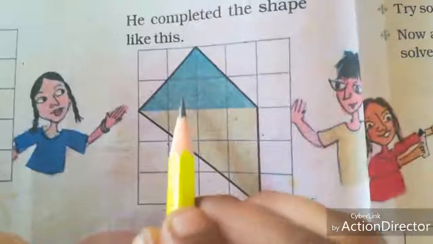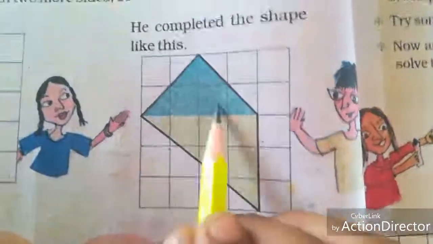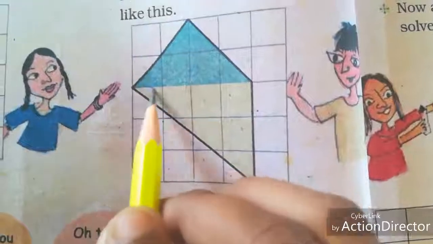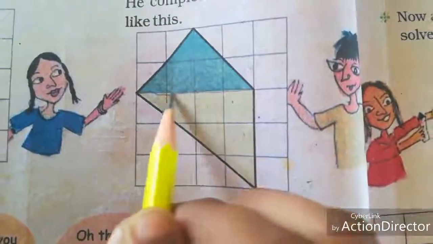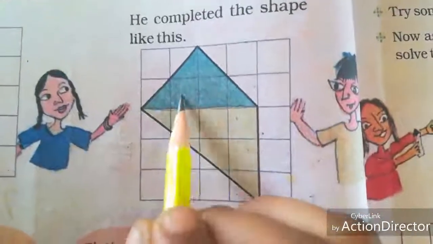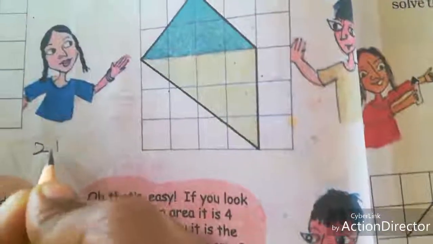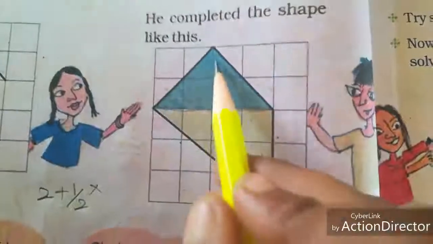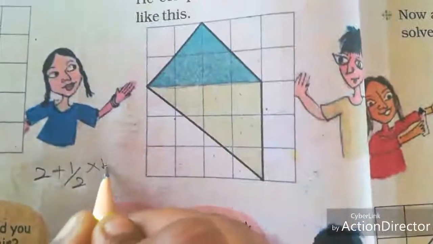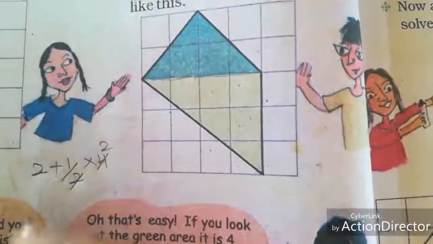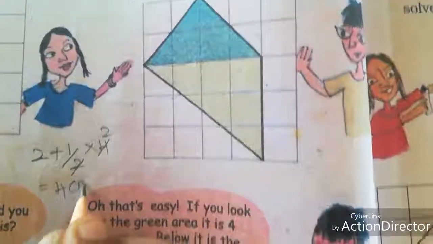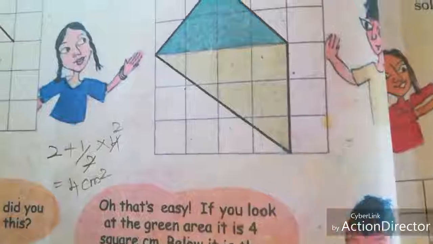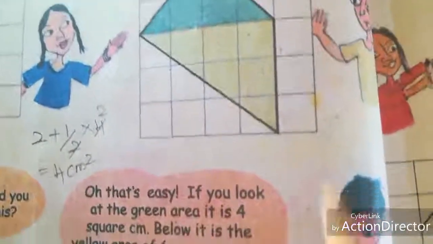Let's see. How many full squares? 1, 2. First, you consider the triangle. 2 full squares. Next, number of half squares. 1, 2, 3, 4. 4 half squares. So totally 4 centimeter square. The triangle is 4 centimeter square. For the remaining part we want 6 centimeter square.